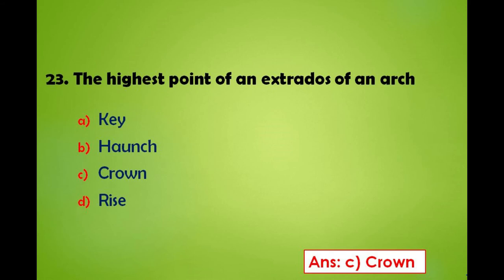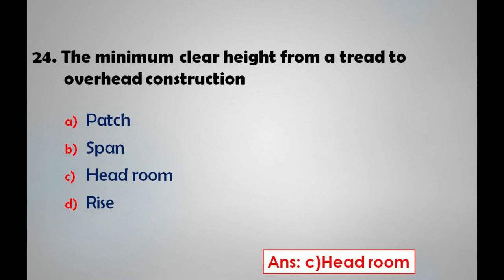The highest point of an extrados of an arch is A. Key, B. Haunch, C. Crown, D. Rise. The answer is, the highest point of an extrados of an arch is the crown. The minimum clear height from a tread to overhead construction is A. Pitch, B. Span, C. Headroom, D. Rise. The answer is, the minimum clear height from a tread to overhead construction is called as the headroom.